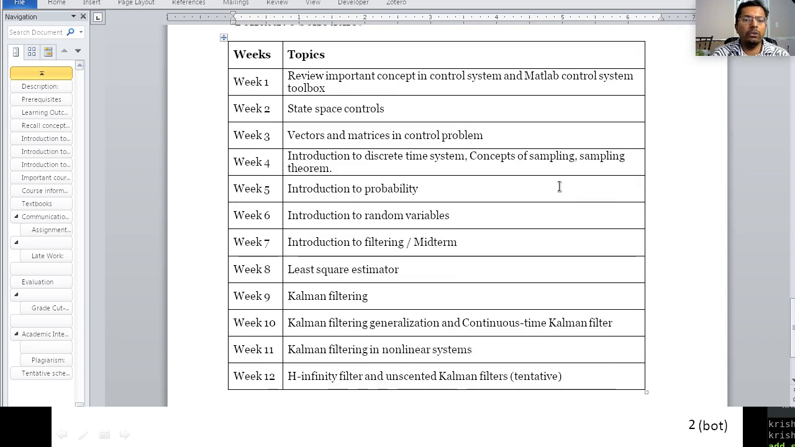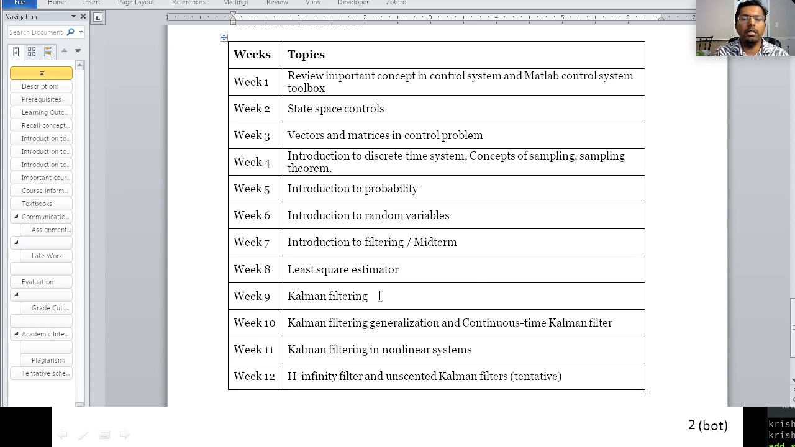This is the tentative schedule that we're planning to follow. We'll start with reviewing some important concepts and using the MATLAB Control System Toolbox. We'll cover a little bit about state space control, talk about vectors, matrices, and controls problems. We will go into digital or discrete time control systems, where we talk about the concept of sampling and the sampling theorem. In week 5, we'll cover probability, which is where all of the noise and the Gaussian process come in. We'll follow this with random variables. Week 7 would be the midterm, and where we start covering filtering. Week 8 would be least squares estimation. Week 9 would be Kalman filtering. I know it's towards the end.